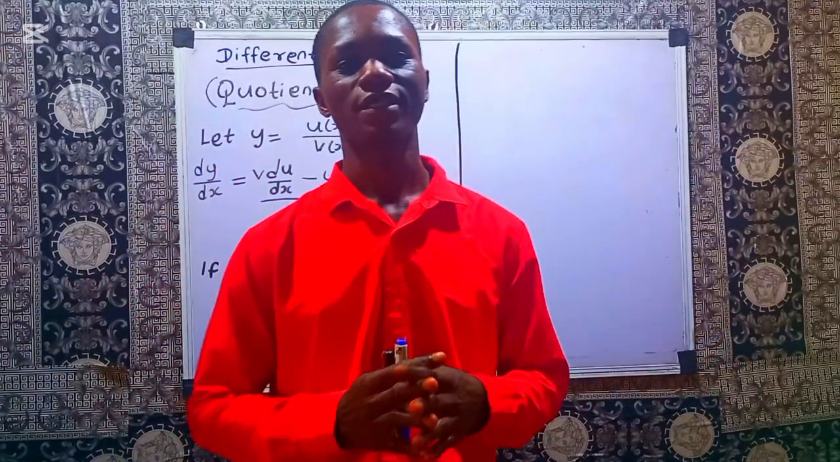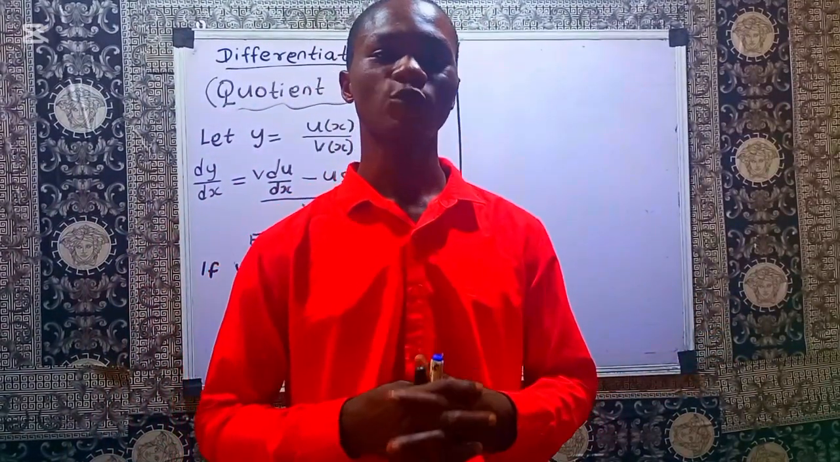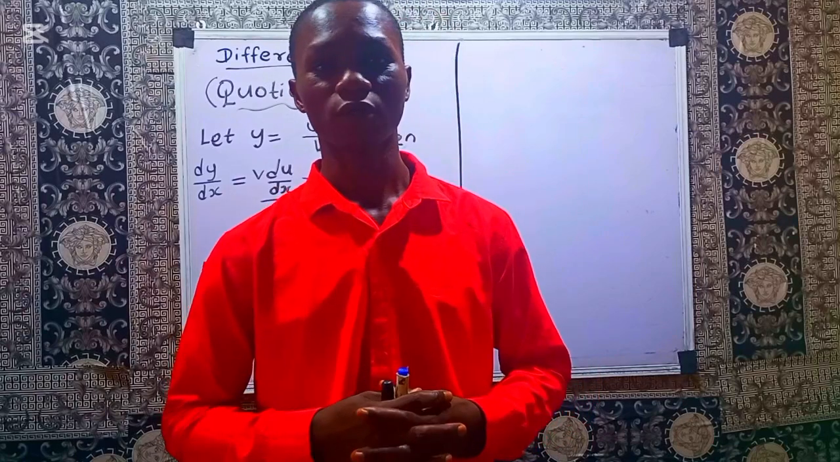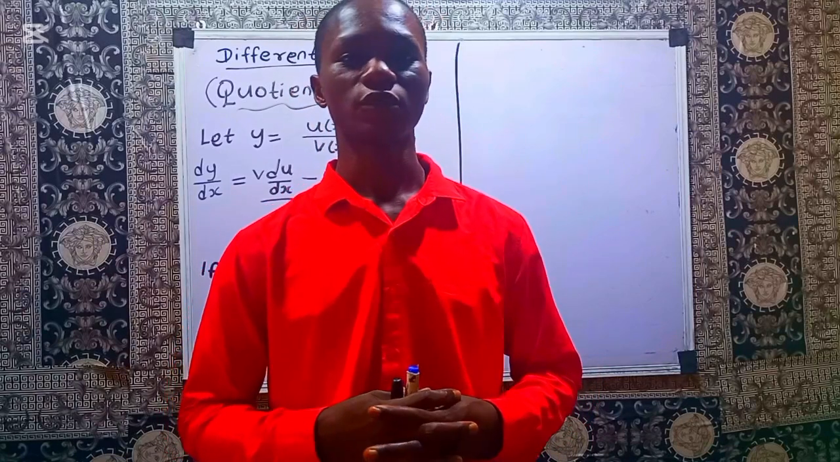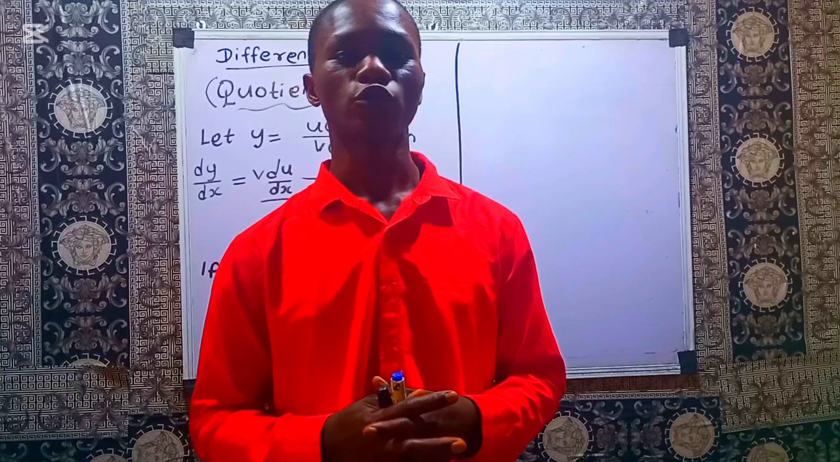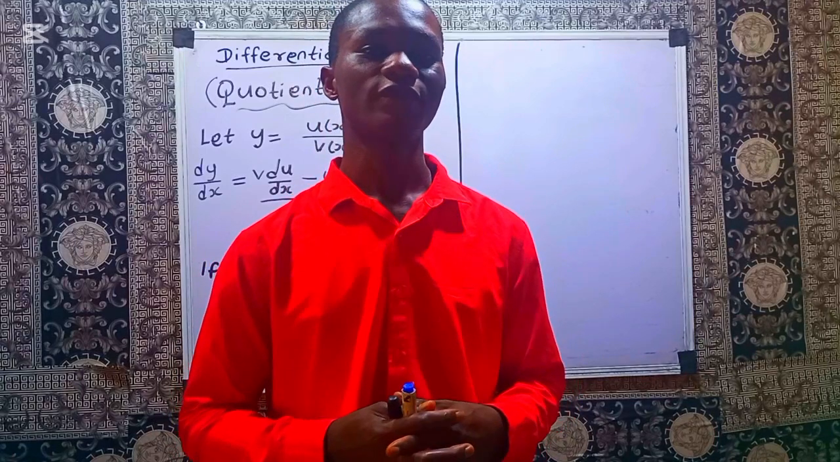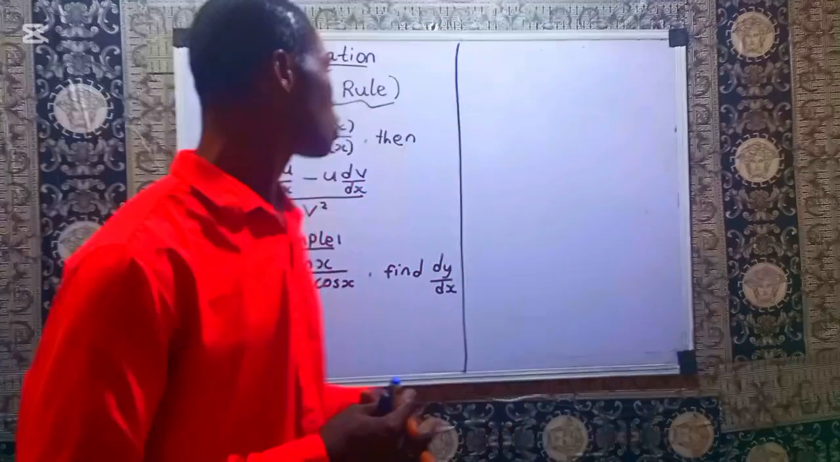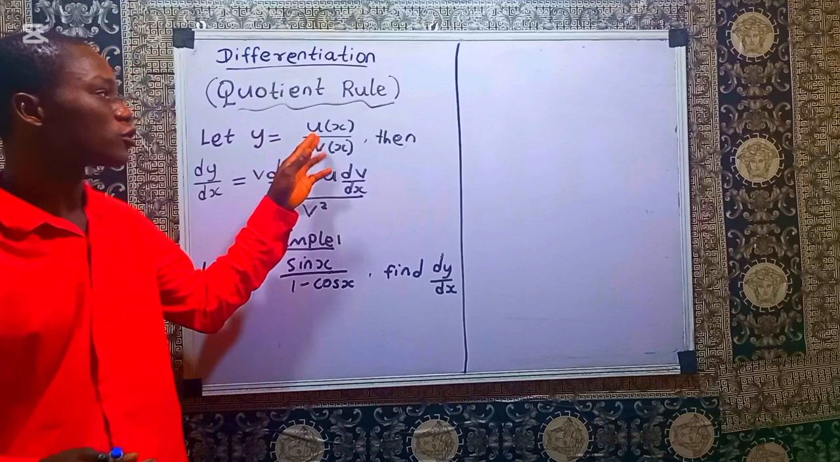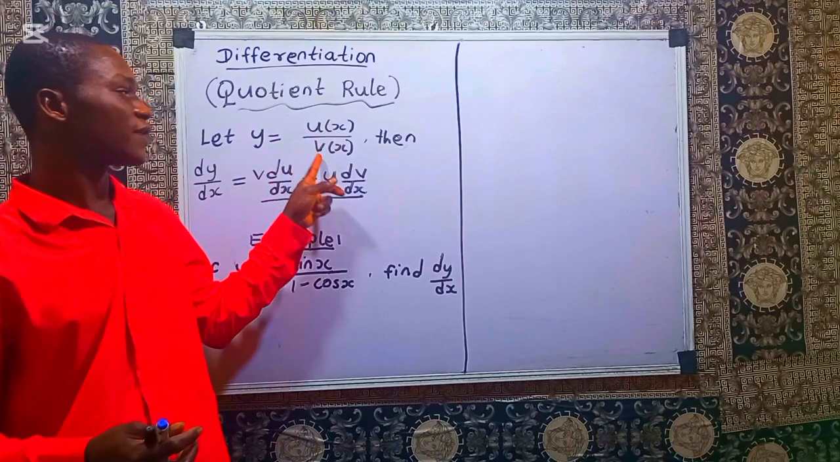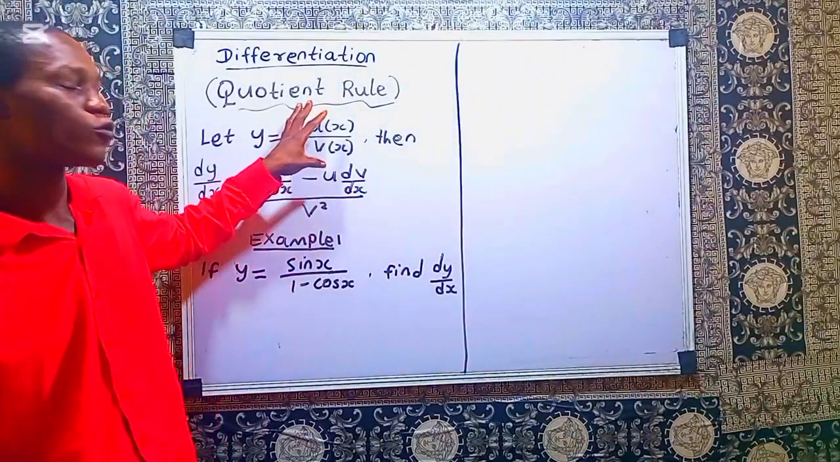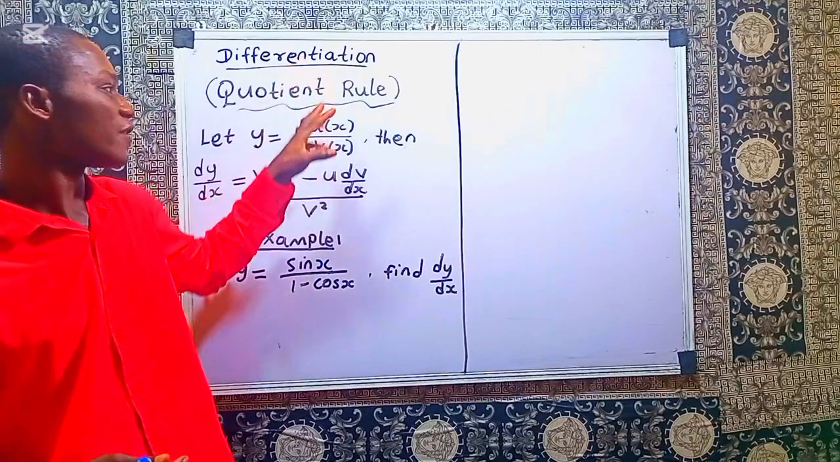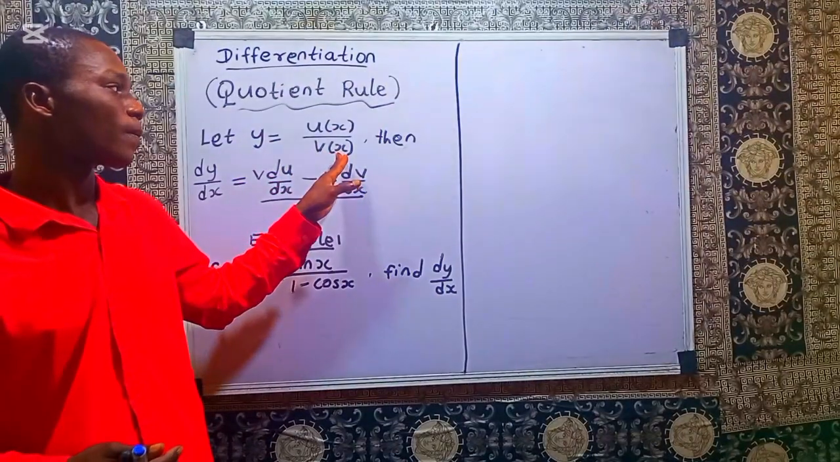This is mathematics class, and today we are here to study this topic, differentiation using the quotient rule. For you to use the quotient rule to find the derivative of a function, you must have a function of this form: y is equal to u of x divided by v of x. So you have a quotient function. You have a numerator, you have a denominator.